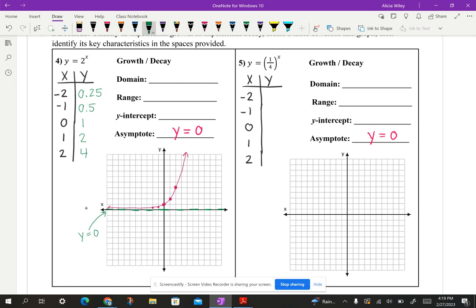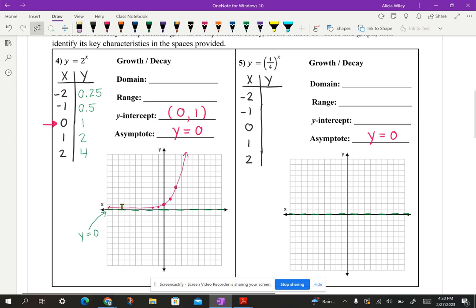Okay, meaning that you're going to have a graph that's going to get really, really close to this line, but it's never, ever going to touch it or cross it. Okay, all right. So your y-intercept should be easy to tell. First of all, you can see it on your graph. It's also in our table. The y-intercept is the point where your x is 0. I can see that that is this point right here. And my y-intercept is (0, 1).